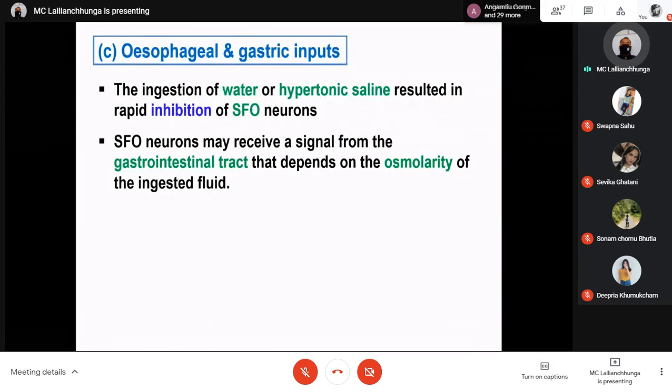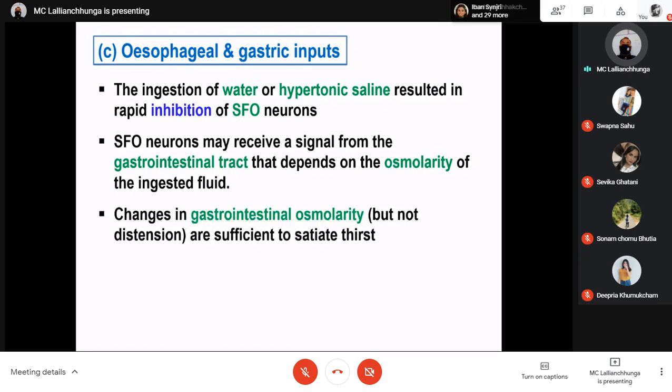So here the important thing is, what is the osmolarity of the ingested fluid? But as I told you, if it is pure water or if it is hypertonic saline, immediately there will be inhibition of the thirst center. But you see that after some time, the osmolarity of the ingested fluid is important.